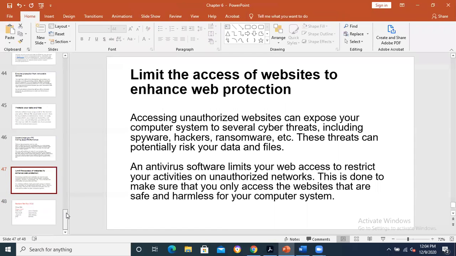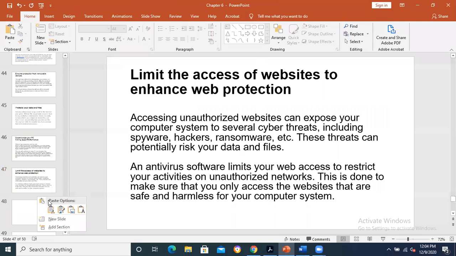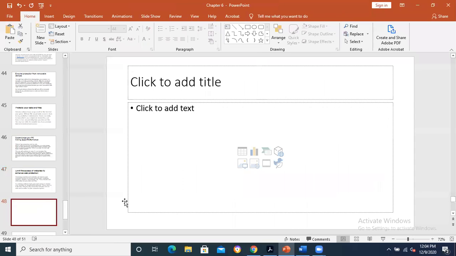So this is also a feature given in antivirus software, that they are going to protect you from such websites which are dangerous for your computer system.